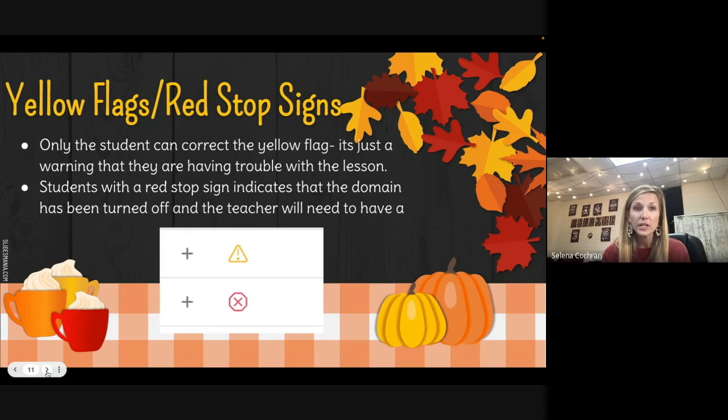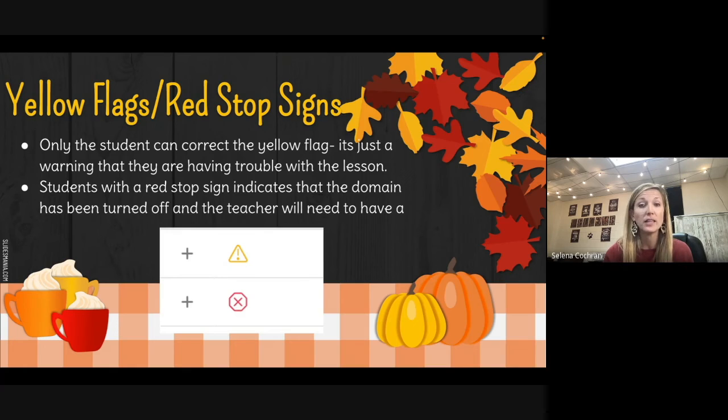We also get indicators. So the teacher can receive a yellow flag, which they can't do anything about. Only the student can change that. The yellow flag indicates that the student may be struggling on a particular lesson. But iReady is very unique, and so it meets them where they're at. It picks up on when they're struggling, and it tries to change the lesson that's being taught. And often it meets them where they're at, and they can get right back on track, and then that yellow flag will disappear.